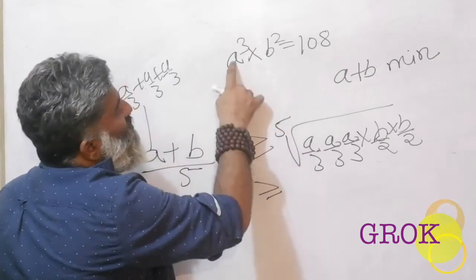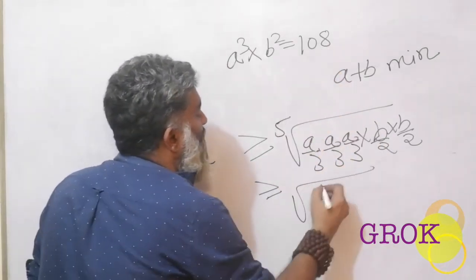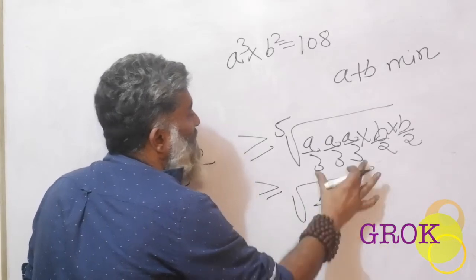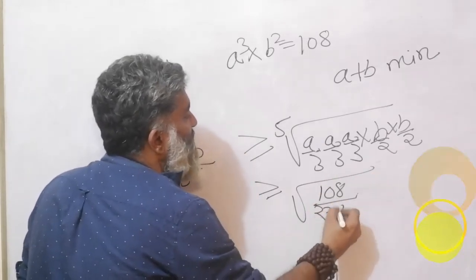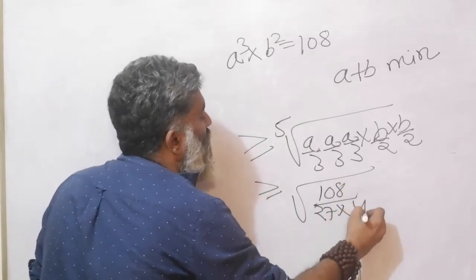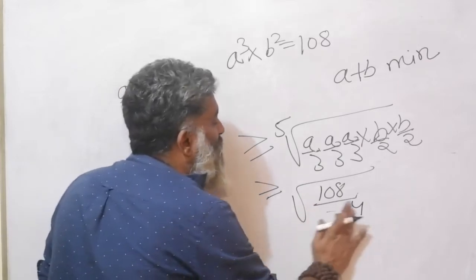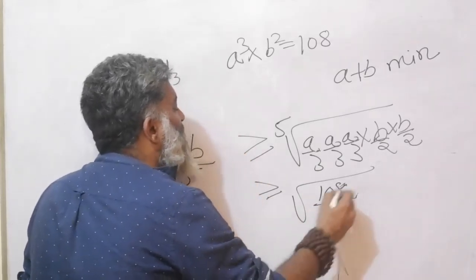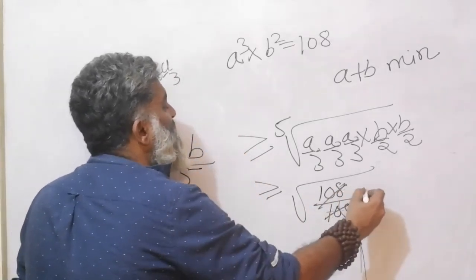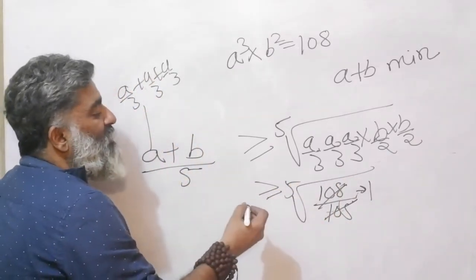Simplify this further, you know this, A cube into B square is 108. So 108 divided by 3 cube is 27, and this is going to be 4. And wow, 27 into 4 is going to give you another 108. 108 divided by 108 will simply give you a 1. And the fifth root of 1 will remain a 1 only, right?